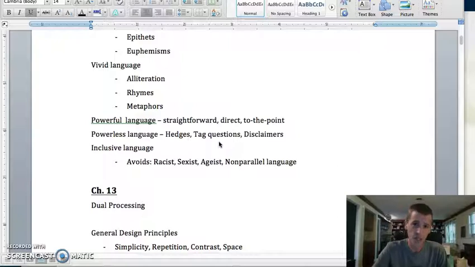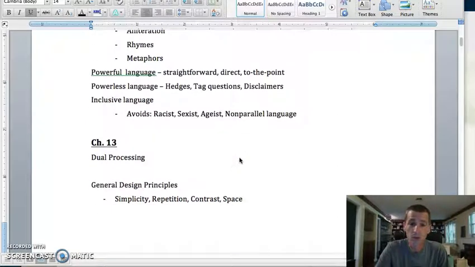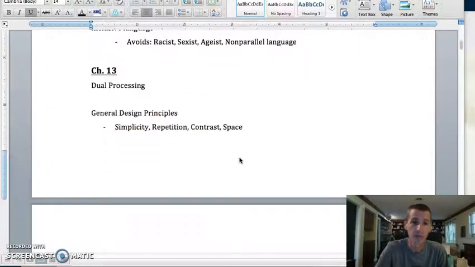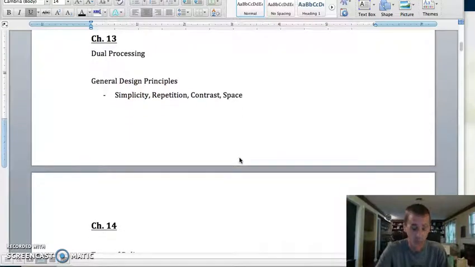A tag question would be like making a statement but then following up with "isn't it?" That question to the audience. And a disclaimer would be saying something like "I'm pretty sure" after sharing a statistic. We want to avoid those if at all possible. And then finally, inclusive language simply means that you're avoiding racist, sexist, ageist, and non-parallel language in your speaking. Okay, moving on to chapter 13.